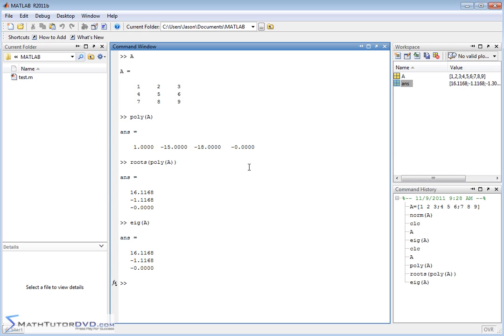So I think by doing this exercise, you can prove to yourself that this is indeed the characteristic polynomial of the matrix that we provided. If you solve this characteristic polynomial, you'll get the eigenvalues back, which is the same thing as using the built-in eigenvalue function that MATLAB provides.